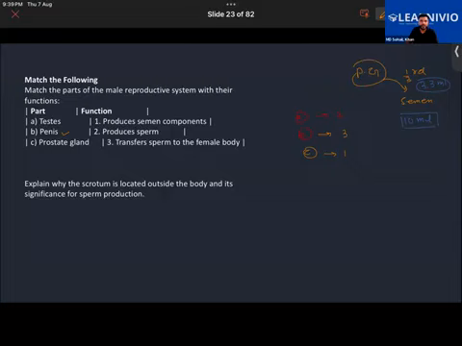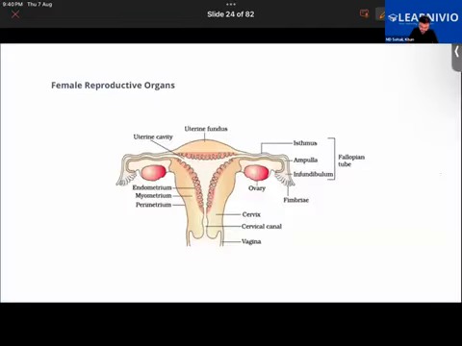Now also the muscles of the scrotum move rhythmically to regulate the temperature. Getting it? So it plays a very crucial role in regulating the temperature of the testicles so that the sperm production can take place. Okay, now that's the thing.